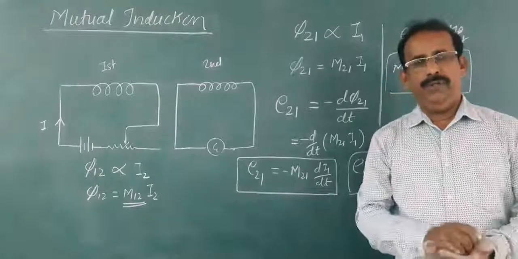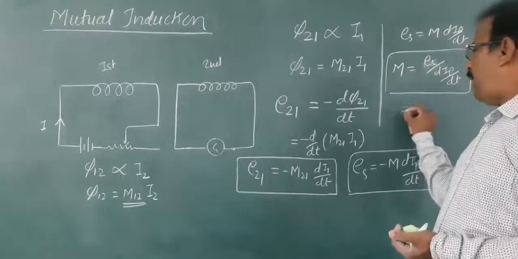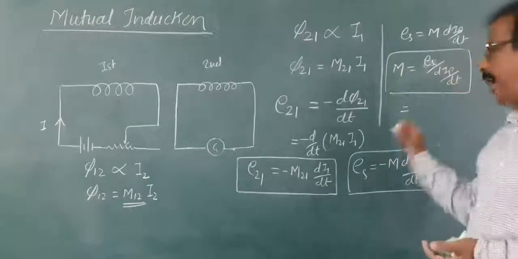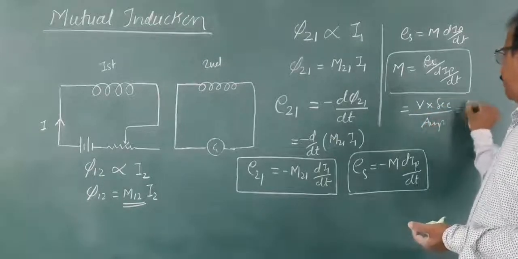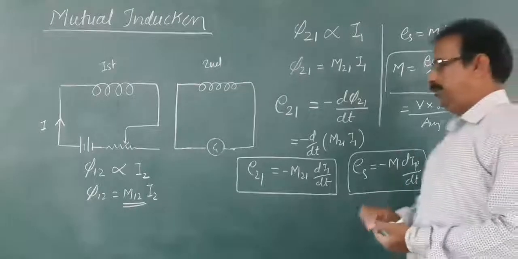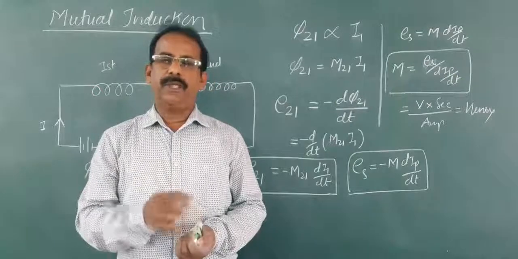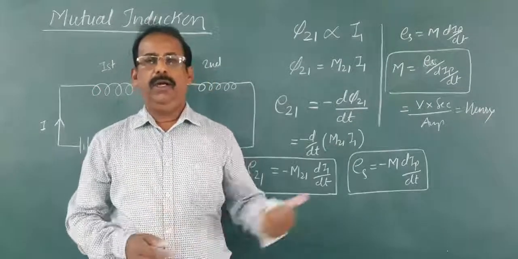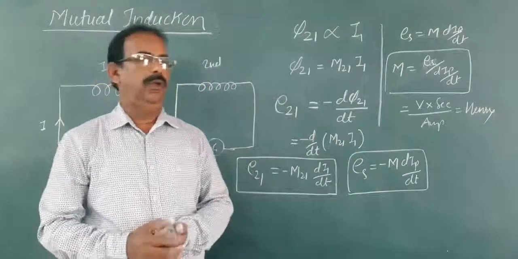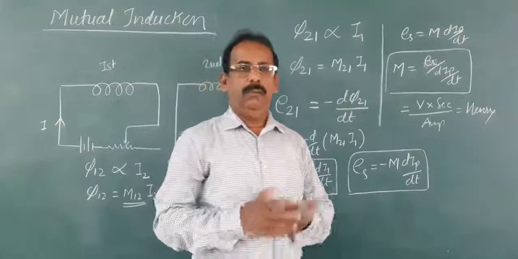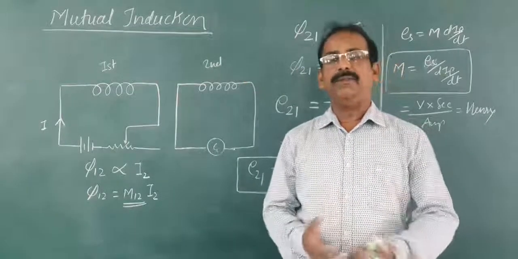This is mutual inductance. From this mathematical form, the unit for mutual inductance will come: volt into second upon ampere, which is called Henry. The unit of self-inductance is also Henry, and the unit of mutual inductance is also Henry. This is what mutual induction means, and what mutual inductance means.